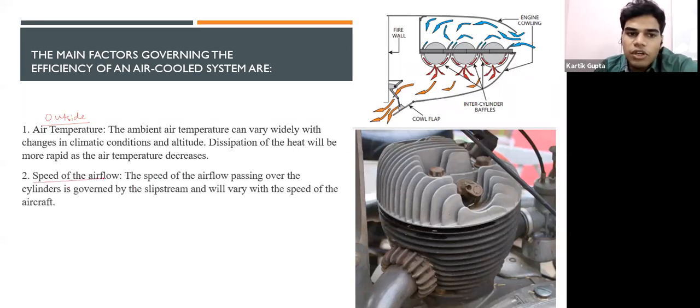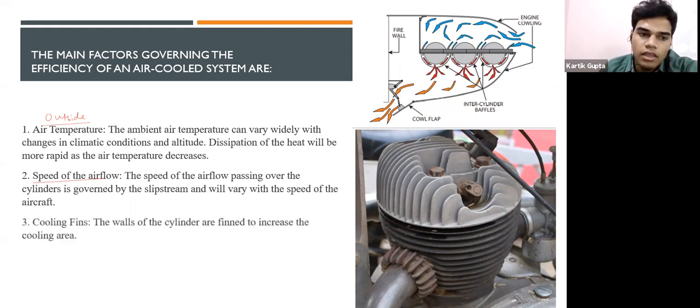Secondly, the speed of the airflow. The faster you fly, the faster air will go inside the engine and the faster it will cool itself. Thirdly, the cooling fins. These are the fins which I taught you in the previous chapter also. These are also present in bicycles. The walls of the cylinders are finned to increase the cooling area. This will increase the cooling area.